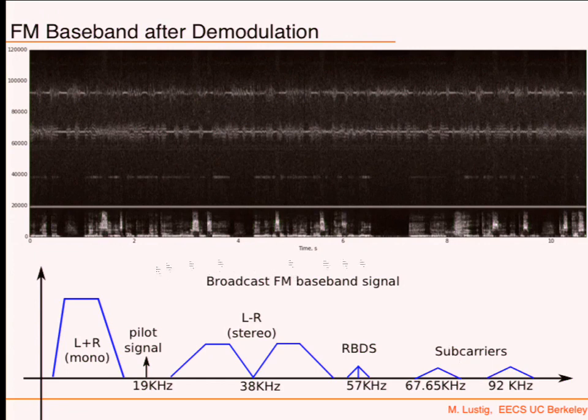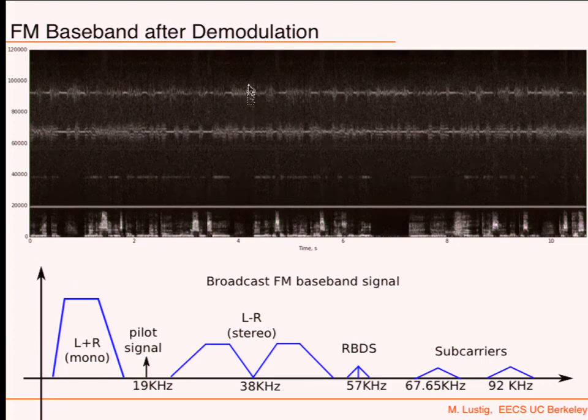So that is a spectrogram. And look, it looks exactly like the spectrum that you see here. There's the left plus right, the 19 kilohertz, the left minus right. This was speech, so there's not much stereo, so the signal in the stereo is low. RBDS is hard to see. It's there, but it's kind of hard. It's a weak signal. It's 0.05 of the amplitude, so it's 20 times lower than the rest. And then the two subcarriers.